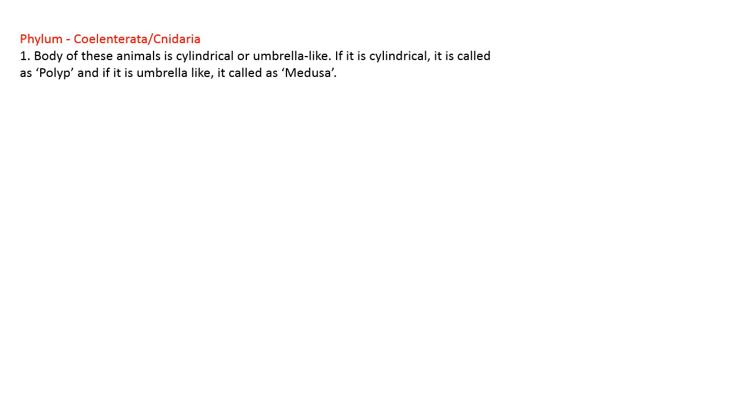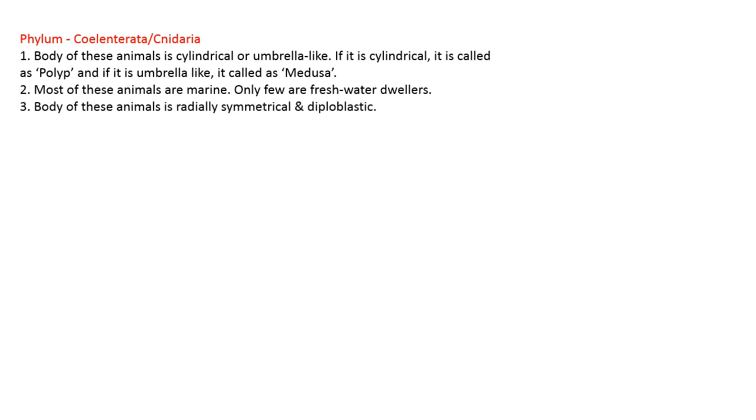If the body of the organism is umbrella-like, then we call it a medusa, and if it is cylindrical, then we call it a polyp. Most of these animals are marine, only a few are freshwater dwellers. Again, same thing: many animals are going to be marine, means in the sea water, only a few will be in the fresh water.